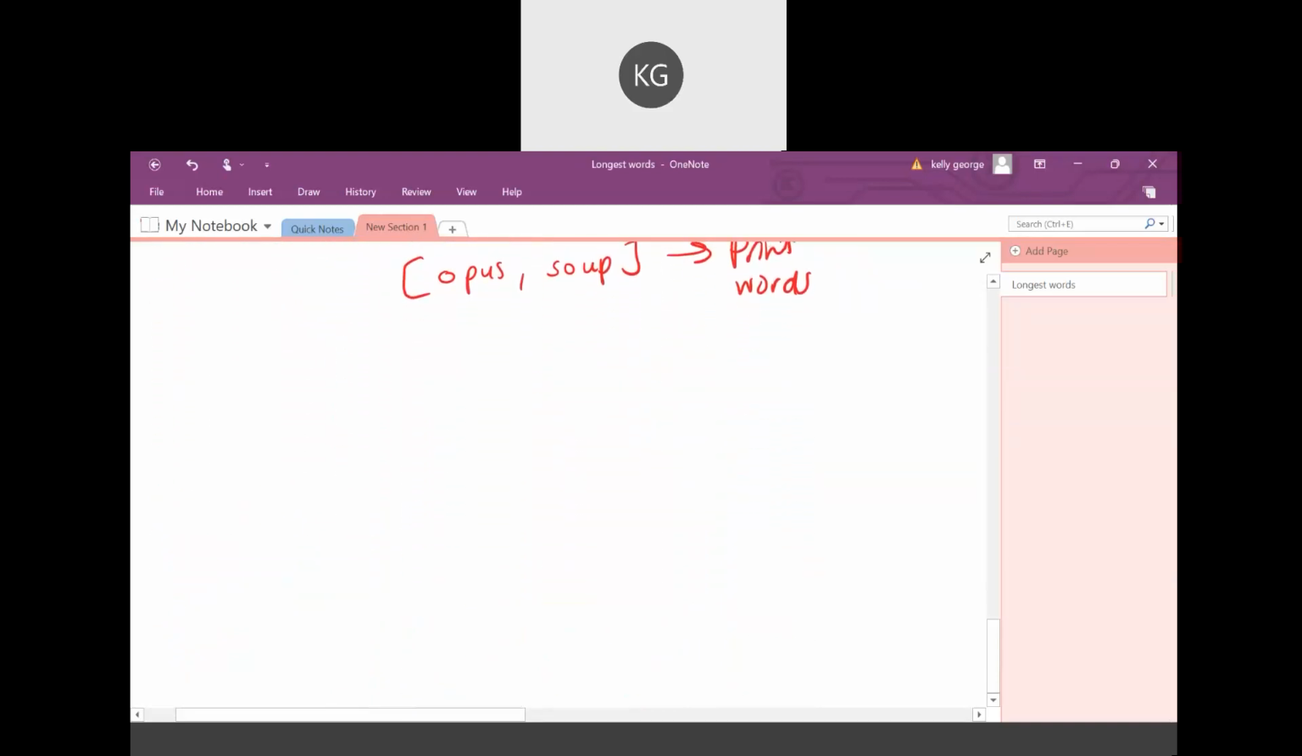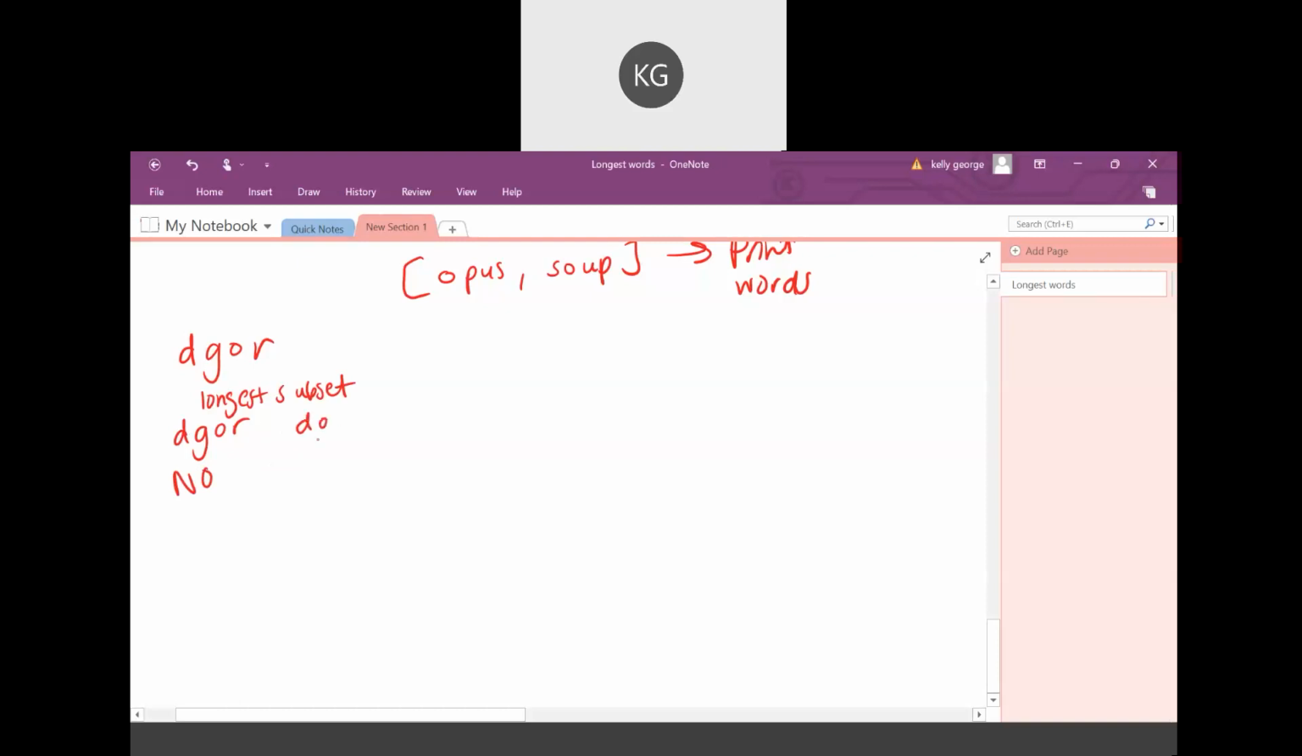Like, anyone can think of an example? I guess, like D, G, O, and R. So this is our longest subset. But can you make any words with D, G, O, and R? I'm gonna say no, we can't. So now we have to look at the 3-letter subset.